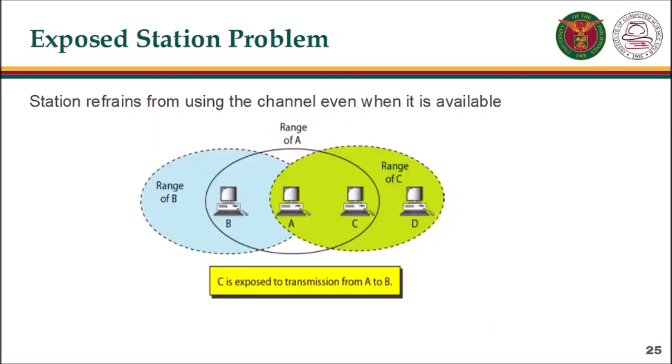A similar problem is called the exposed station problem. In this problem, a station refrains from using a channel when it is in fact available.